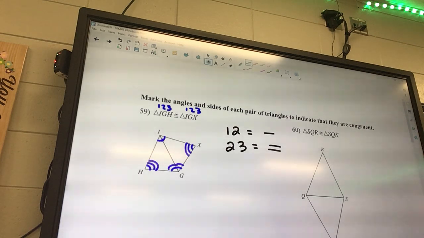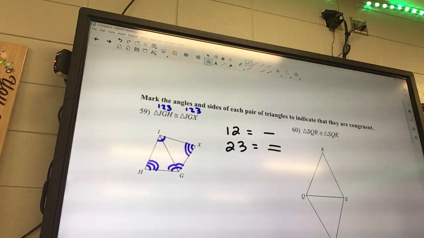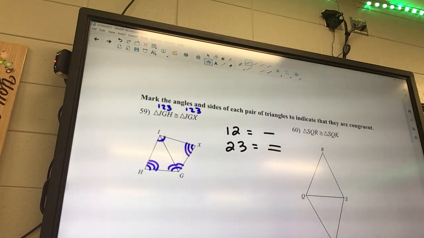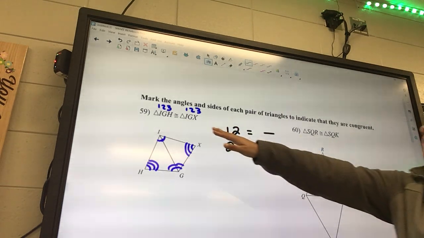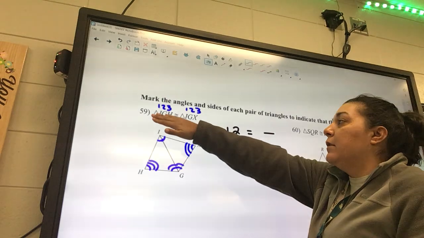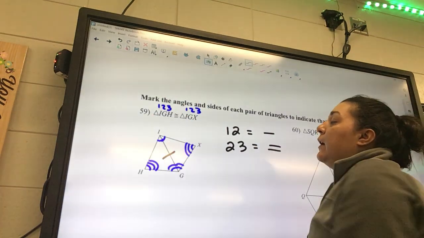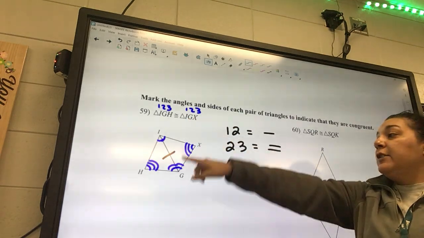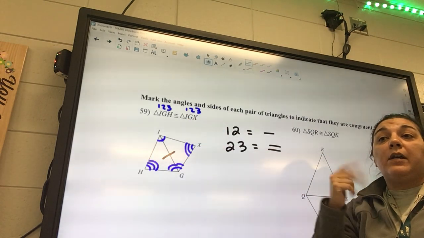I use that little note, so spots 1 and 2 are going to get a 1 side marker. Spots 2 and 3 are going to get 2 side markers, and whoever's left gets the 3 side markers. So who's in spot 1 and 2 on the first one? IG, so he's going to get 1. Who's in spot 1, 2 on the second one? IG, because they're the same line, so we only need to mark it once.